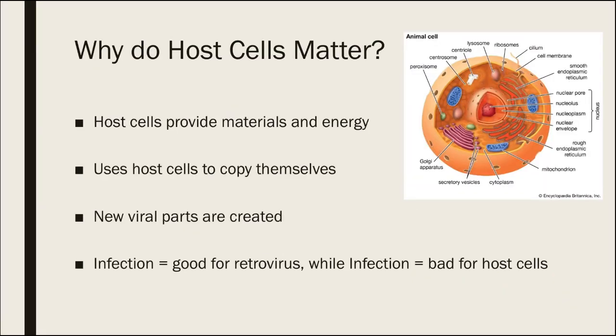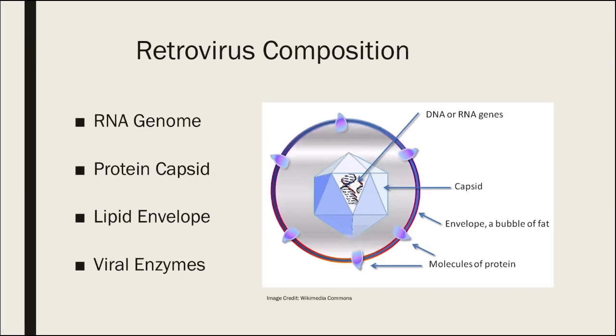Like I said in the last slide, the host cells are important to the retroviruses because they provide the materials and energy to keep them going. Once the virus gets inside, it uses the host cell to copy its genetic material and create new viral proteins. Then those parts can be put together to form new viruses. So for the retrovirus, an infection is good because it keeps its life cycle continuing. But for host cells, including us, it's harmful because the cell is basically being taken over and used.